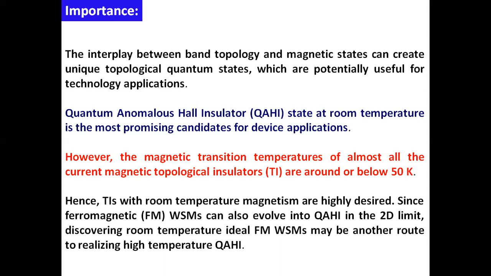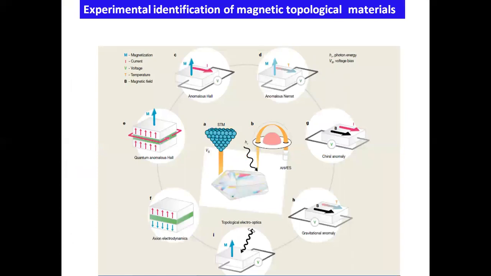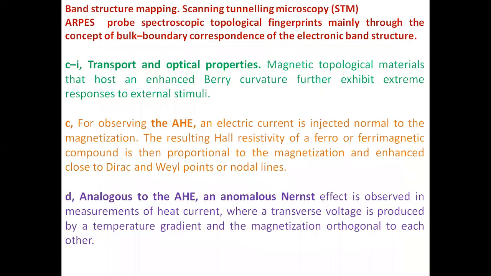This is the importance I just wanted to mention. Now, how can you measure a magnetically topological material? These are the different probes: by using magnetization, current, voltage, temperature, and magnetic field. These are the different probes by which one can experimentally verify whether the material is magnetically topological in nature or not. In detail, I will not get into it because it needs a bit of background. Maybe later on we will see. But you can ask any question if you like.